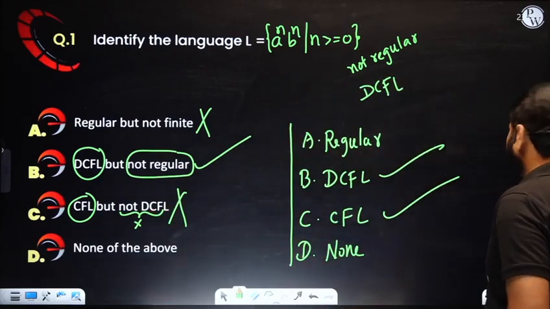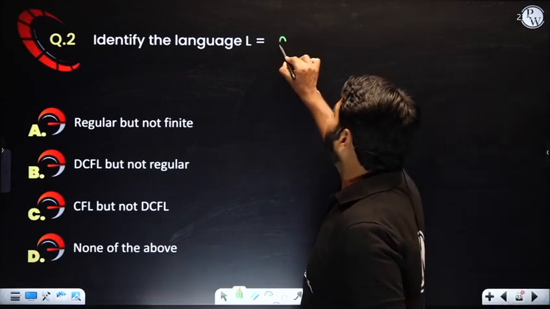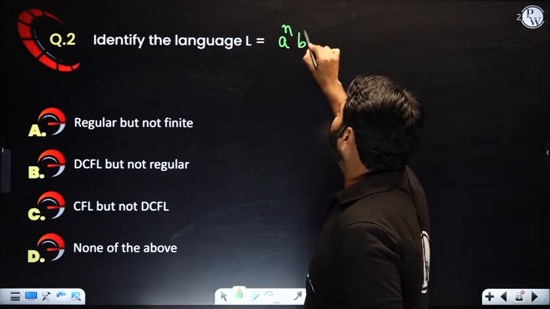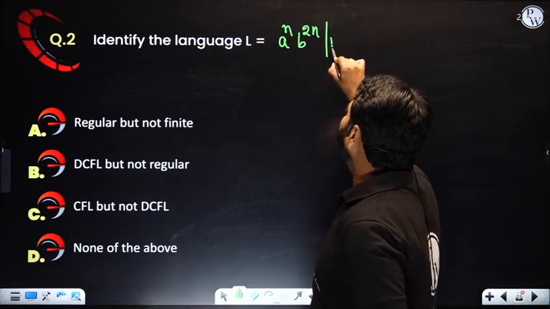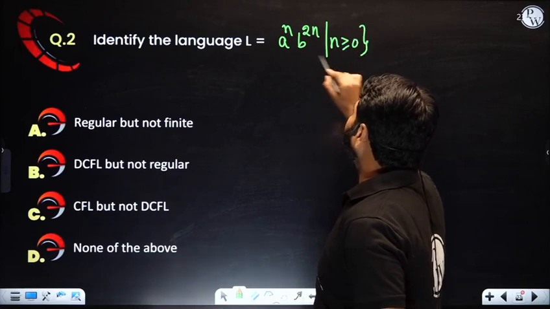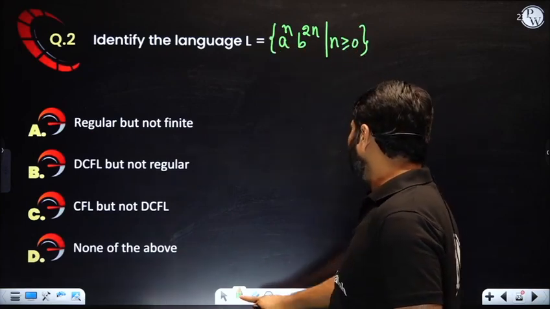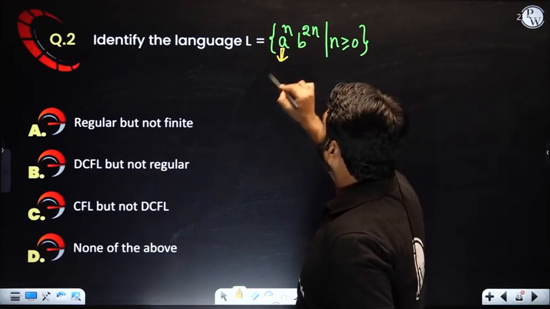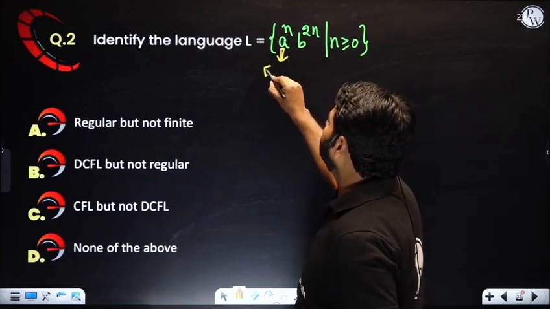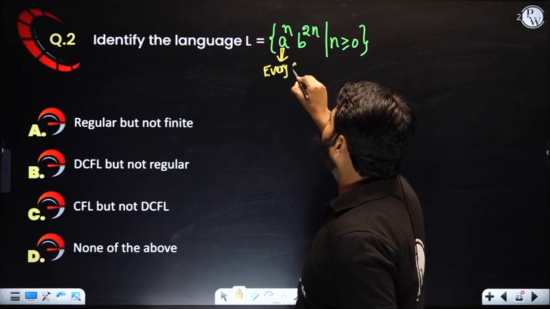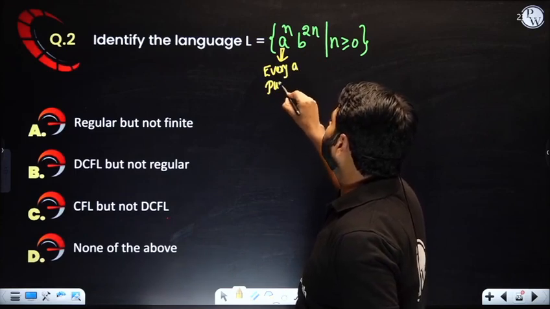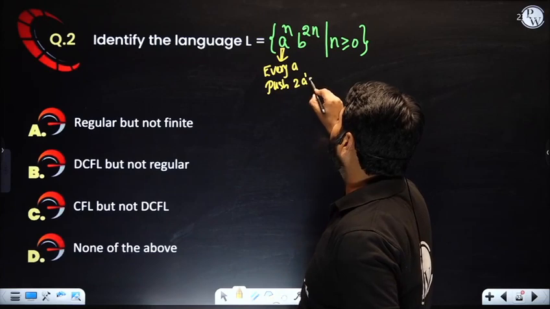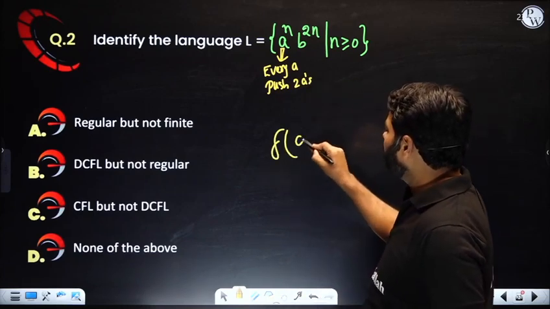Okay, next question. I'm just asking another one. a power n, b power 2n, n greater than or equal to 0. Now you may ask the question, sir, what is the logic for this? Very simple. For every a, what you do, push two a's when you read every input, right? For every a, push two a's. Sir, how do you do that? It's very simple, right? Something like q naught.